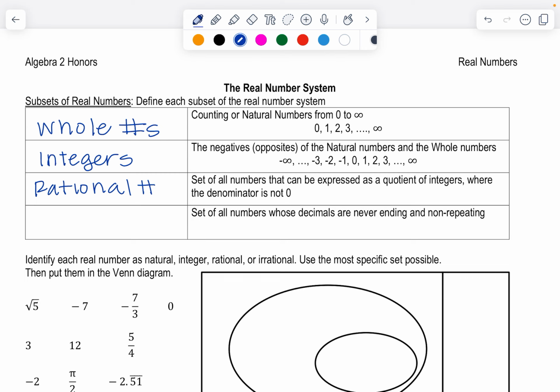Any number that can't be written as a fraction, what they look like as decimals, they have to be never ending and they do not repeat. So they don't end and they don't repeat. If that's what's going on, they're irrational. So all real numbers are either rational or irrational. They either can or can't be written as fractions.